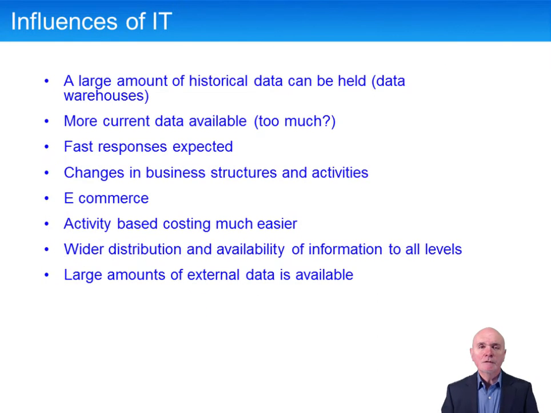Chapter 6 looks at the influence of information technology on organizations. And here is a list of the typical influences. First of all, many organizations now have a huge amount of historical data available to them. This is their own internal trading data, sales, information about customers, stretching back maybe 3 to 5 years.